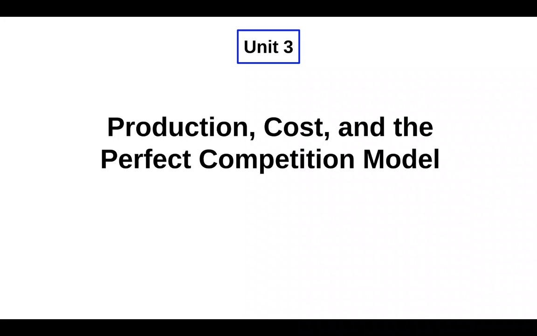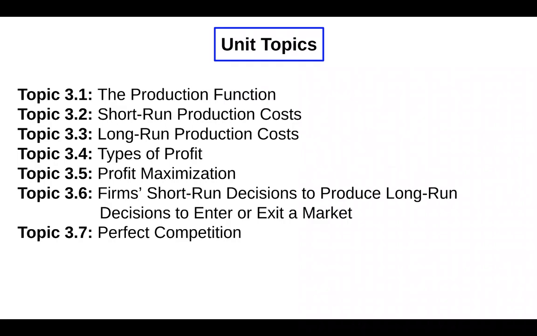Hey guys, it's Mr. Schmidt here, and in this video, we're going to start Unit 3: Production, Cost, and the Perfect Competition Model. This unit, along with Unit 4, are perhaps the two most important units in the AP Microeconomics course because we're going to develop two very important graphs. One is called Perfect Competition, the other is called Monopoly.